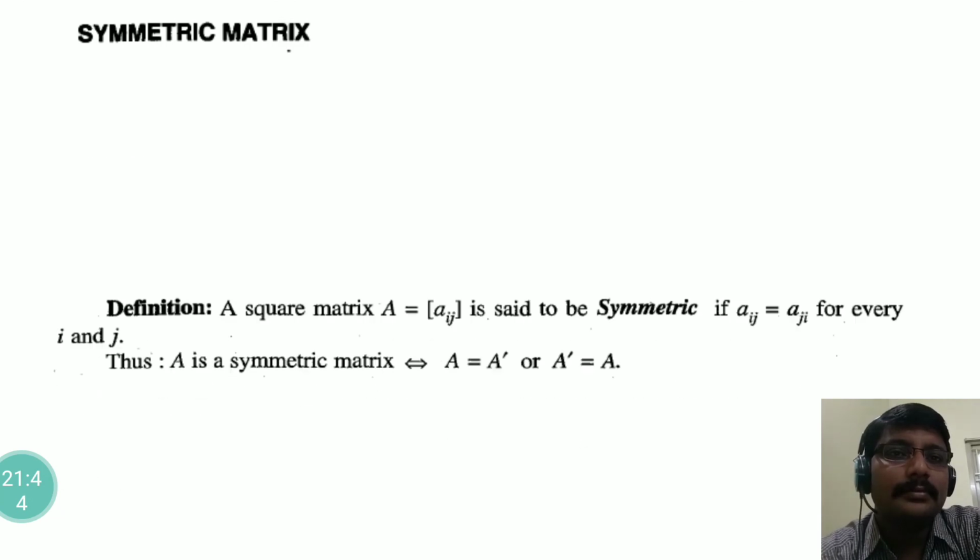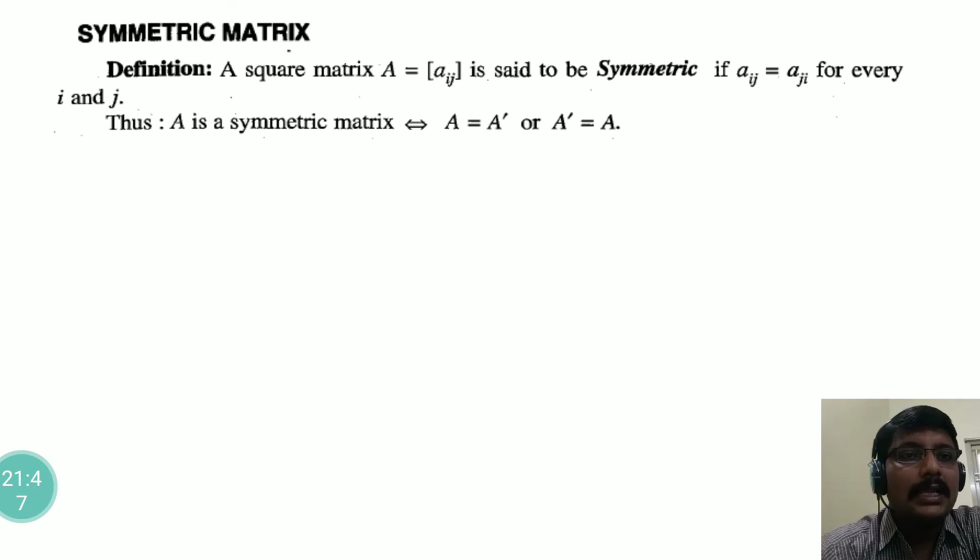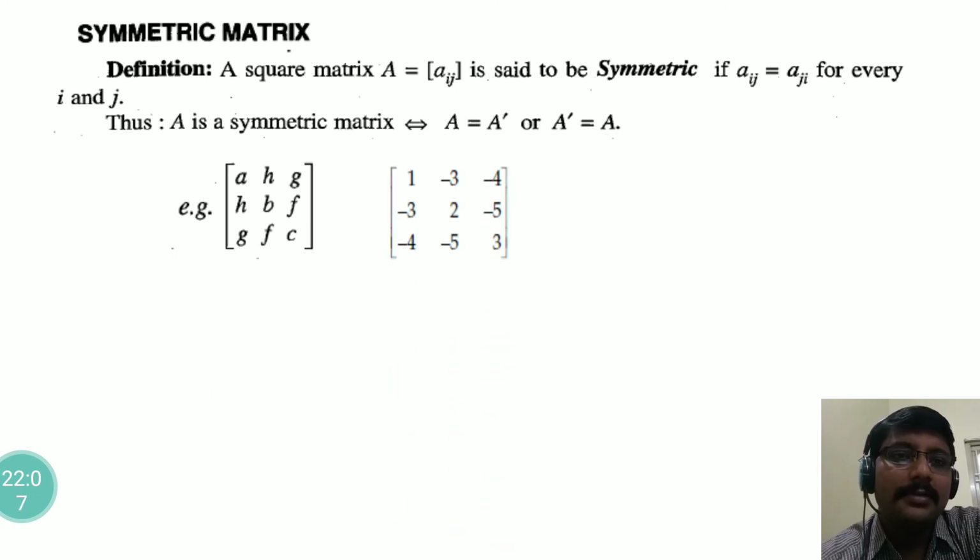Symmetric matrix. A square matrix A, with entries Aij, is said to be symmetric if Aij is equal to Aji for every i and j. Thus A is symmetric if A equal to A transpose, or A transpose is A. If A transpose equal to A, then A is called a symmetric matrix. For example, these are the examples. If we interchange the rows and columns, we get the same matrix, so it is known as a symmetric matrix. Just try this one: A H J, H B F, G F C. Interchanging the rows and columns, we get the same matrix, so it is called a symmetric matrix.